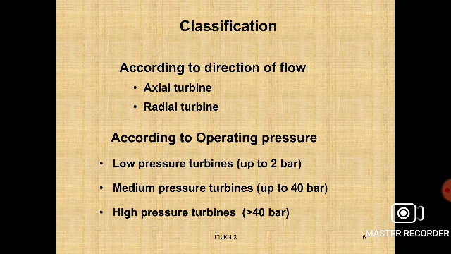Second one, according to the pressure. According to the operating pressure, low pressure turbines are up to 2 bar, that is 1.2 to 2 bar. Medium pressure turbines are up to 40 bar. High pressure turbines are those with pressure greater than 40 bar. This is one more classification.